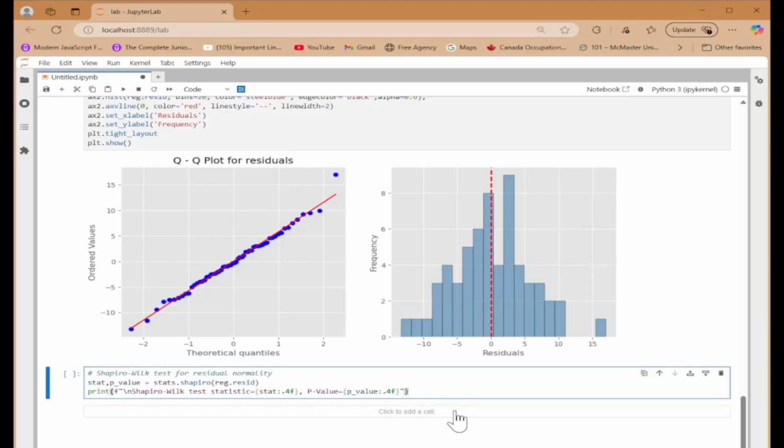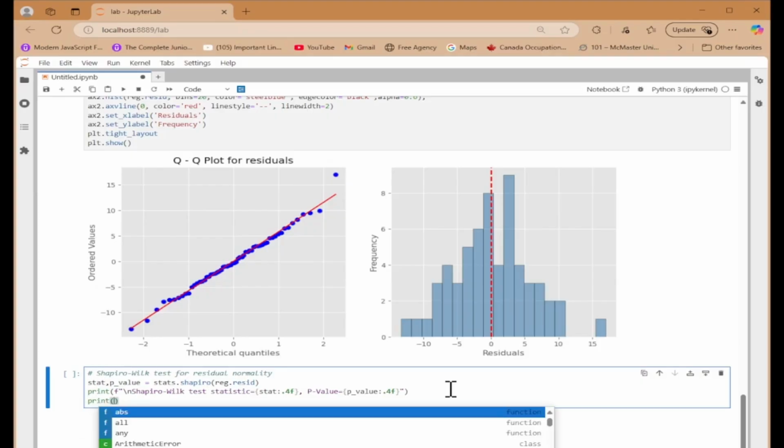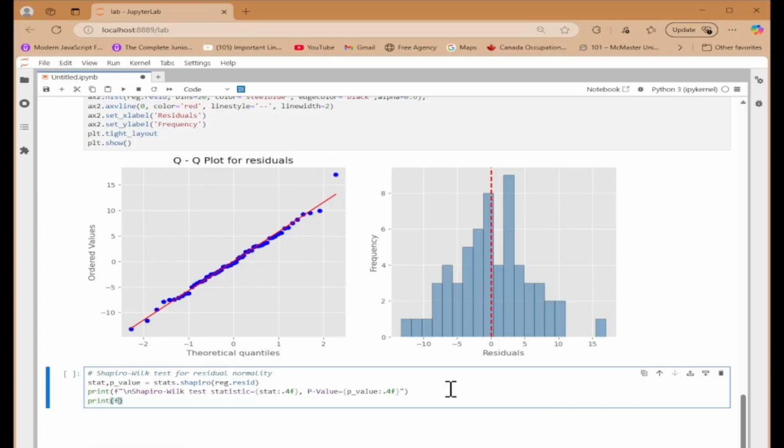Okay, now I would like to put some interpretation here. For that, print f interpretation. How do we interpret that? Here, p-value greater than 0.05 means residuals are normally distributed.